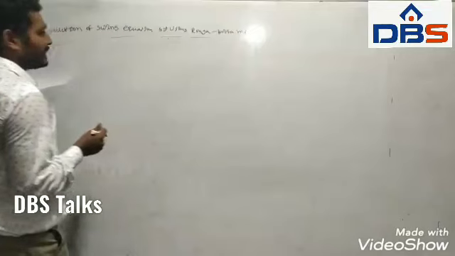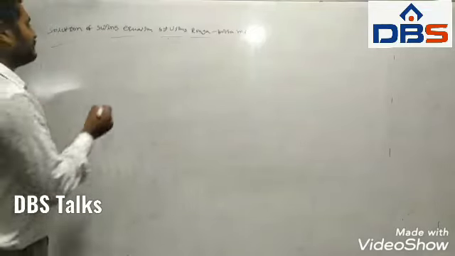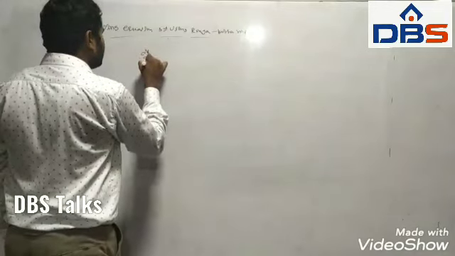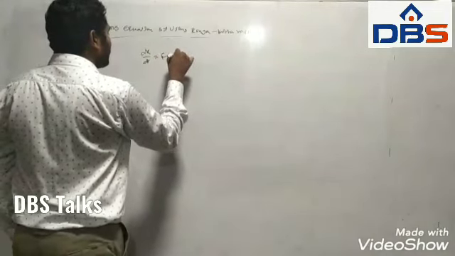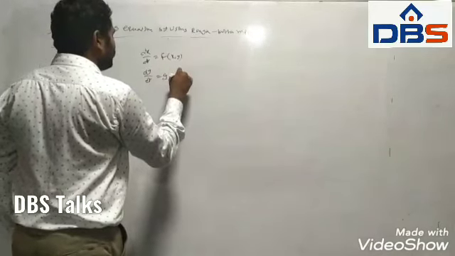So here I am taking two first-order differential equations in variables x and y, such that it will give dx by dt is equal to f of x comma y, and at the same time dy by dt is equal to g of x comma y.